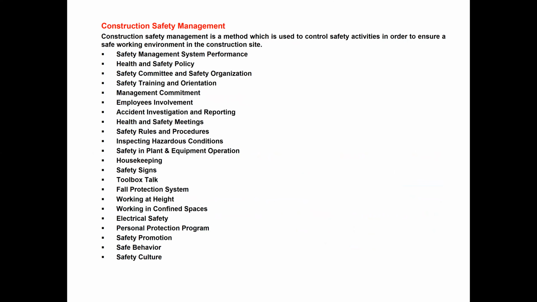Construction safety management. Construction safety management is a method which is used to control safety activities in order to ensure a safe working environment on the construction site. So on the work site, the job site, on the project, we have to make sure that people are working in a safe working environment. For this, we implement a safety management system. So we have to check the performance of our system, and we should implement a health and safety policy, and we should have a safety committee, and then a safety organization on the job site.